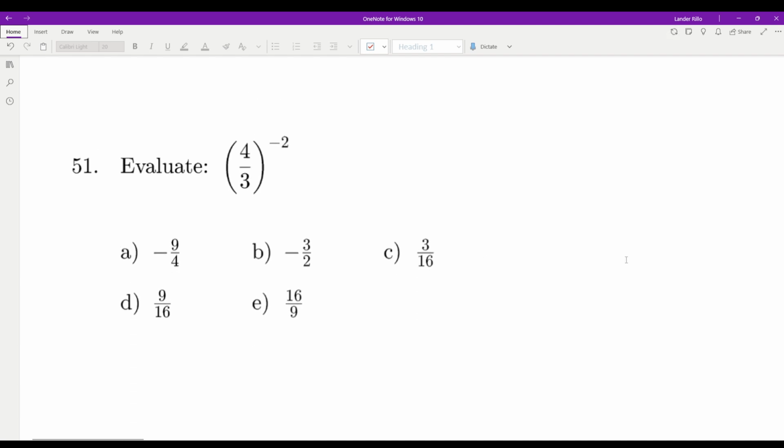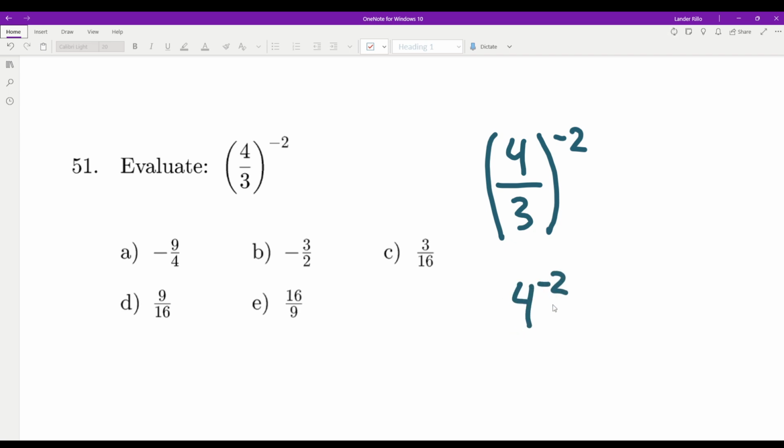Next, this is slightly confusing, but there are many ways to do it. 5 to the 3, negative 2. You can first start by distributing this 2, since it's either multiplication or division inside, you're allowed to distribute, since it's only multiplication or division that's inside. That's 4 to the power negative 2, 3 to the power negative 2.